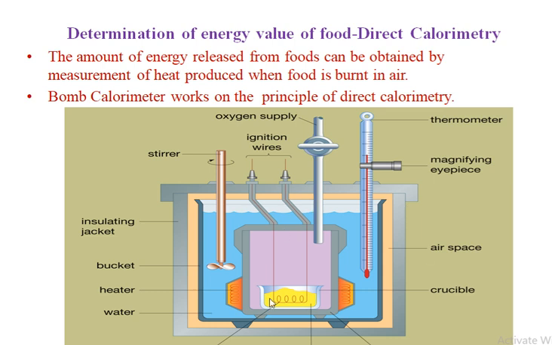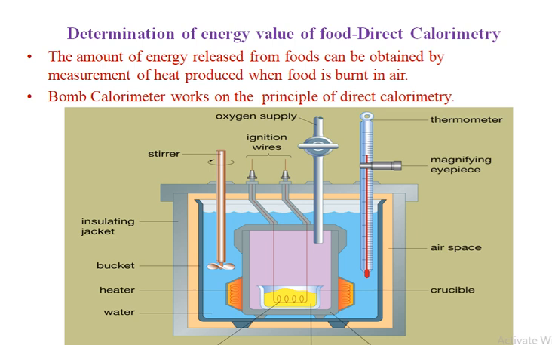This is called the Bomb calorimeter. The outer layer of the Bomb calorimeter is called the insulating jacket and the inner layer is called the bucket. In between the insulating jacket and the bucket, the space is called the air space. And inside the bucket, 3/4 of the bucket should be filled with water. The 3/4 should be filled with water before going for determining the energy value of food.